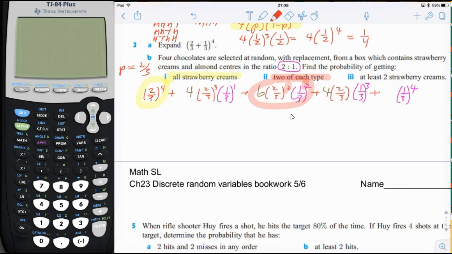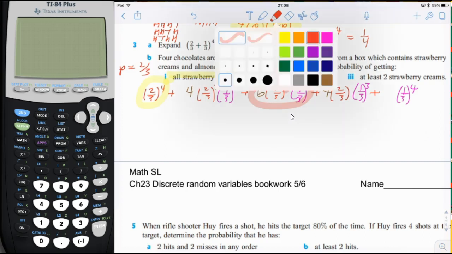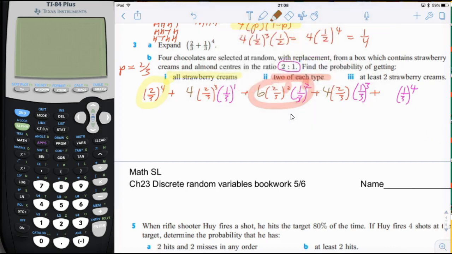What is the probability that you would get at least 2 strawberry creams? That's a little bit more difficult. At least 2 strawberry creams. That would be the all strawberry creams. That would be 3 strawberry creams and 1 not strawberry cream. And that would be 2 strawberry creams and 2 not strawberry creams. So you could multiply all that out. But the important thing is you know which terms result in which of the successes.